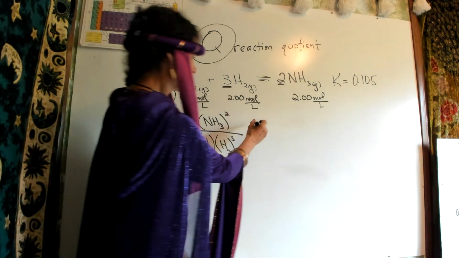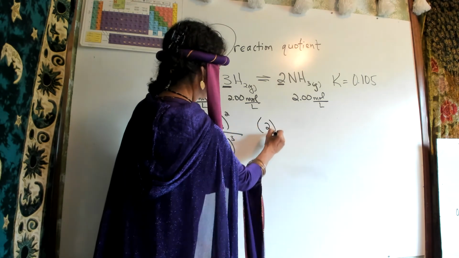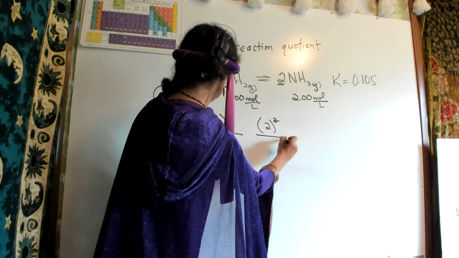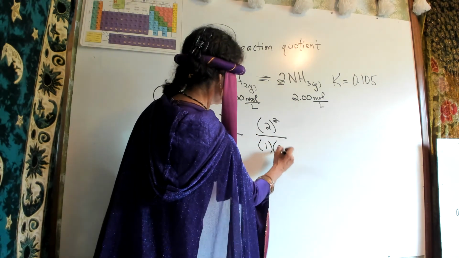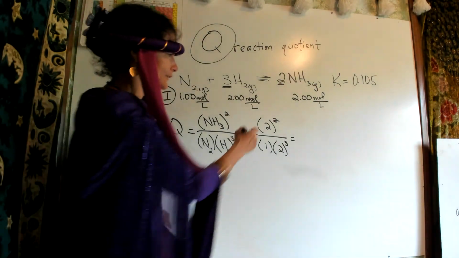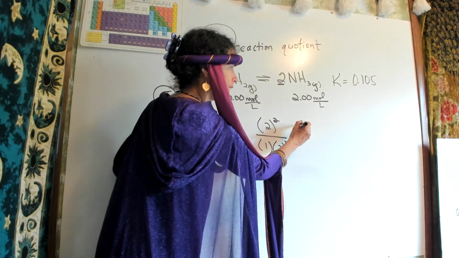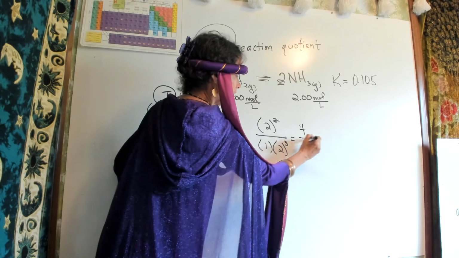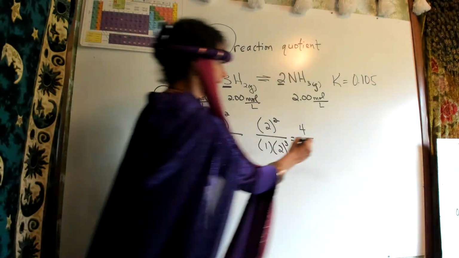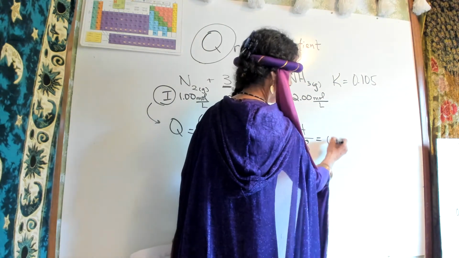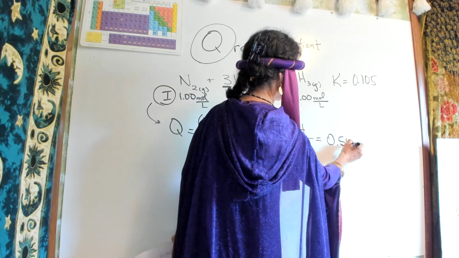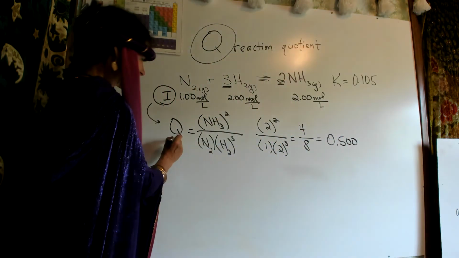So we plug in our numbers. So 2 squared, notice the chart has units, but when I plug in, you can leave it out. 2 squared over 1 times 2 cubed. Don't use your calculator, do this by hand. 2 squared is 4. 2 cubed is 8 times 1 is still 8. 4 over 8 is 1/2 or 0.5. We have 3 sig figs, sure. That is not K, that is Q.